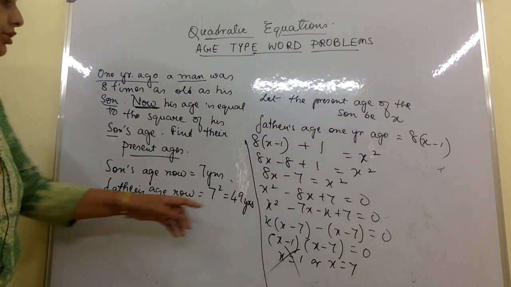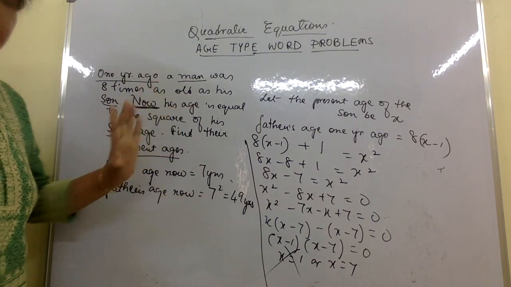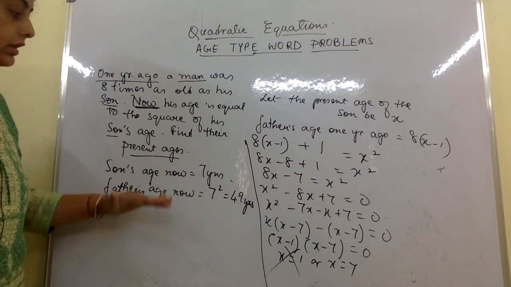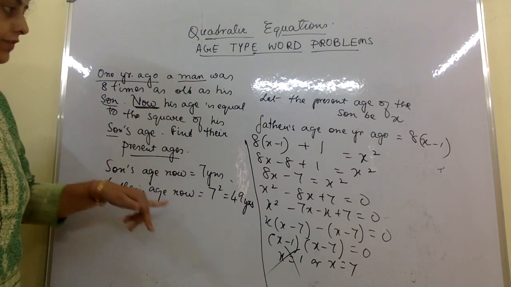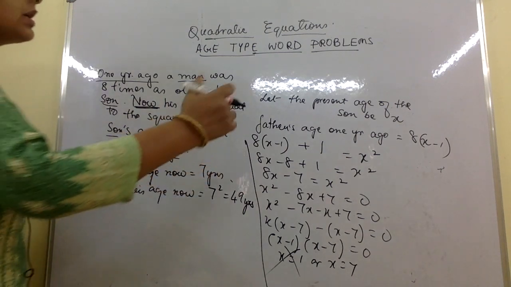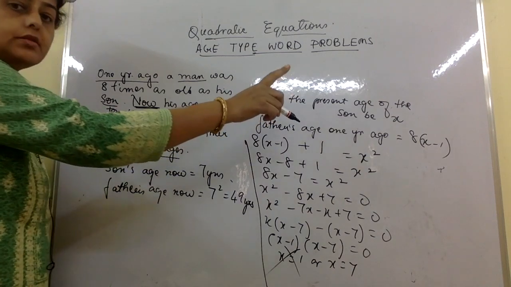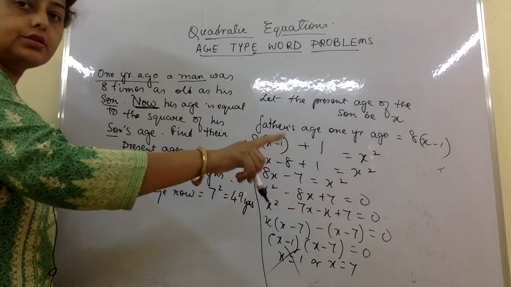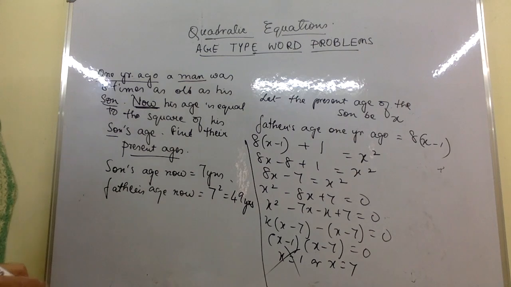Remember, in these sums you must give the units very, very clearly, and you should also write very clearly that this is the son's age, this is the father's age. Also, you must write the present age of whom you considered as x, not start straight away with the question.